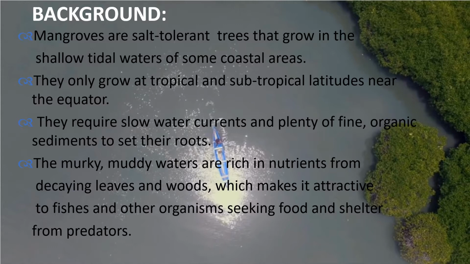They grow in slow water currents and plenty of fine organic sediments to set their roots, as well as protection from strong wave energy. The murky water is rich in nutrients from decaying leaves and wood, which makes it an attractive area for fishes and other organisms seeking food and shelter from predators. The mangroves also help in stabilizing the coastline by reducing coastal erosion from storm surges, ocean currents, and wave tides.